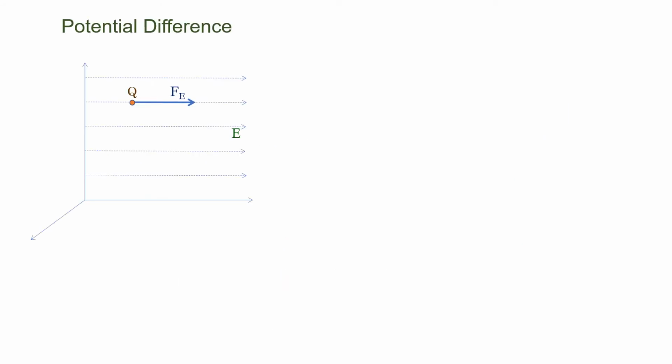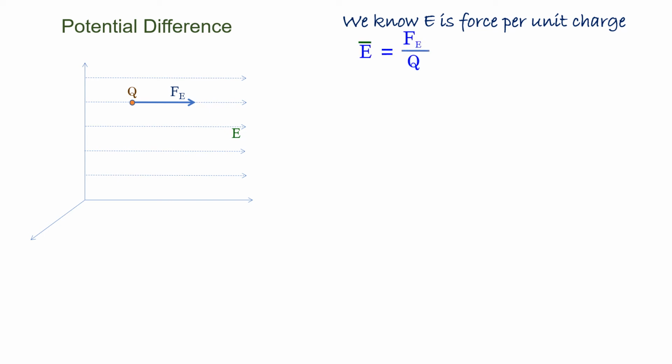In the figure, we see a charge Q placed in an electric field experiences a force Fe in the direction of E bar. We know E is the force per unit charge. E is equal to Fe by Q. From this we have Fe is equal to QE bar.